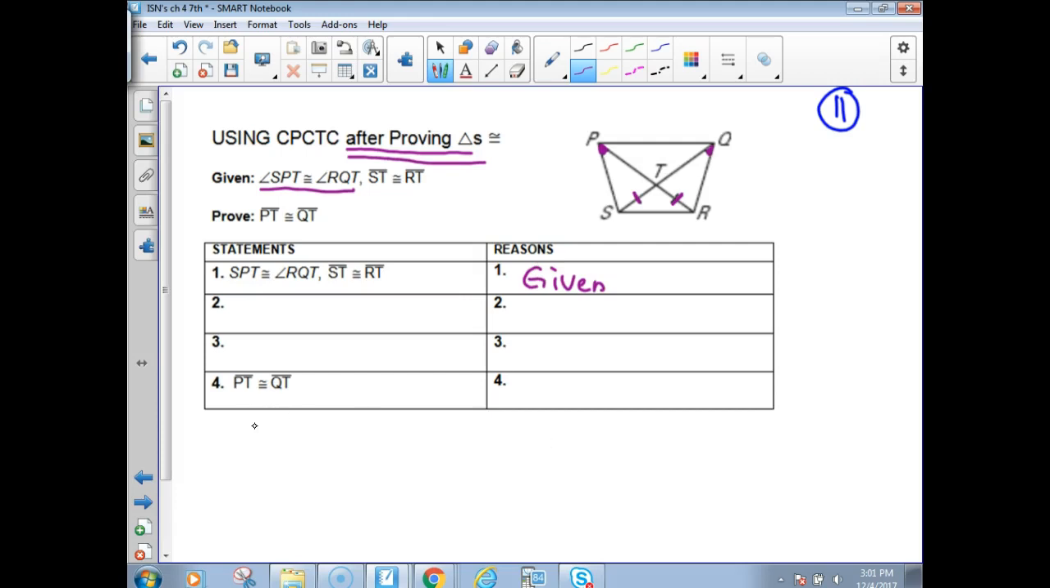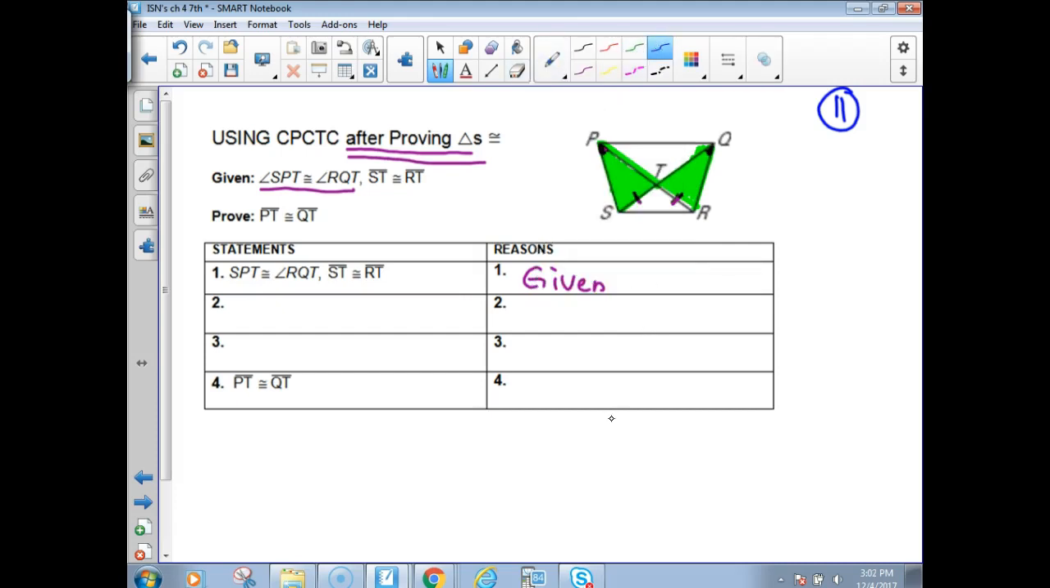I'm going to look at what I'm trying to prove because I need to figure out what triangles to prove congruent. It says I'm trying to prove PT congruent to QT. So that says I'm going to get a highlighter, and I want this triangle congruent to this one. You see what I'm getting at? I'm just going to color that in because I think it's easy for you guys to see. So I'm going to try to prove these two triangles congruent.